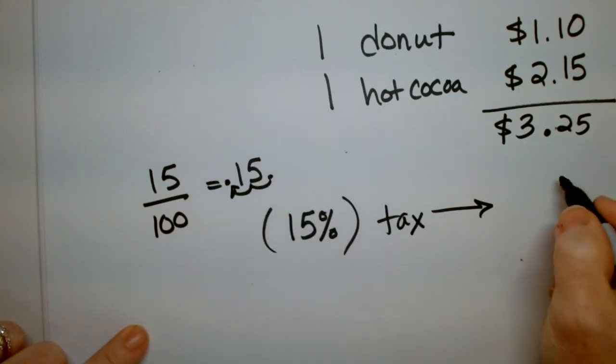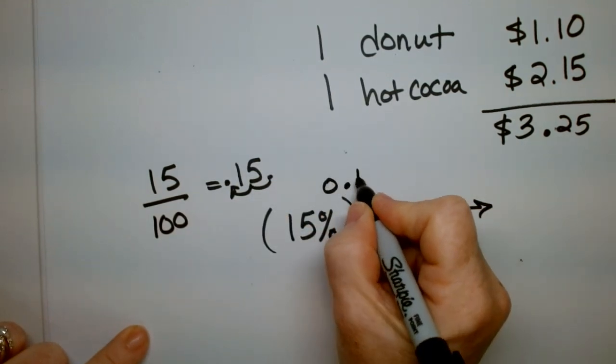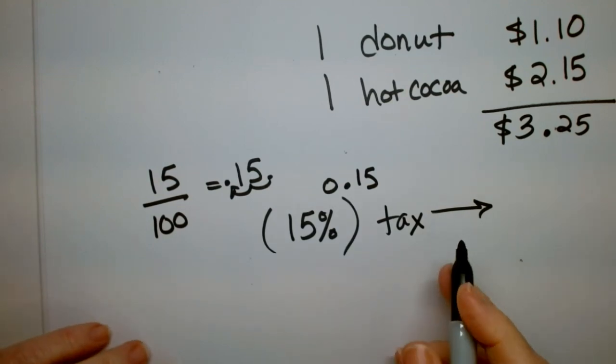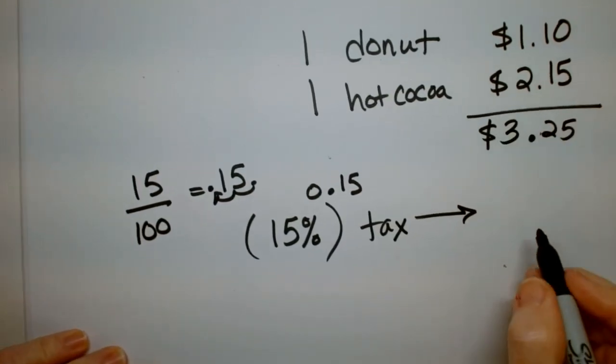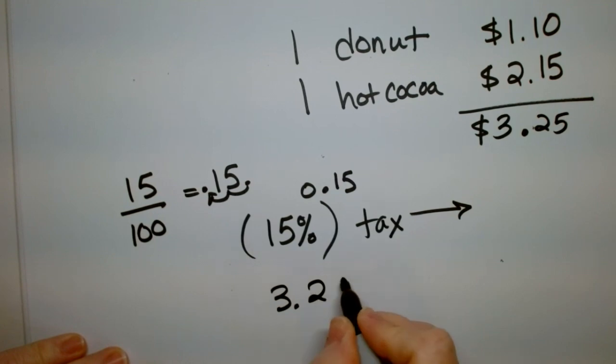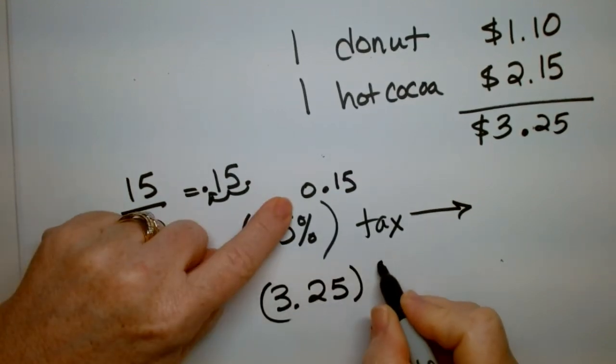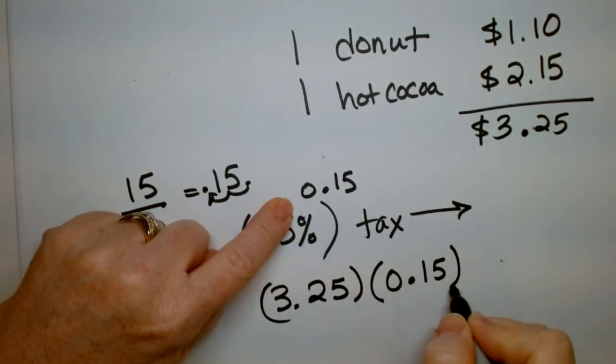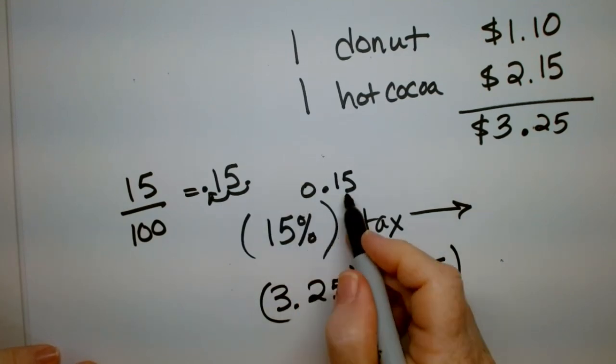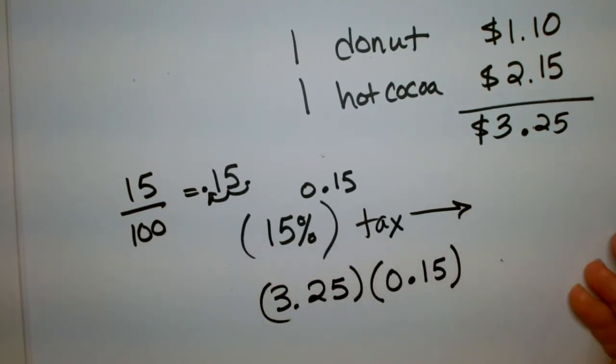So this is 0.15. So the tax is going to be this number, 3.25 times the tax, 0.15. Okay? Because if it was a 1, it'd be 100, right? And I'd be paying my bill again. But it's not. It's a part of the bill.